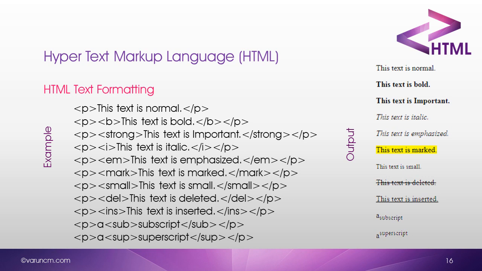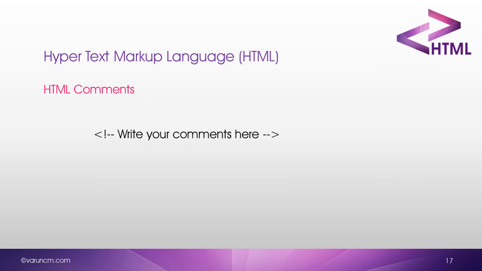And the small text will be visible in a small fashion, and deleted text will be cut, inserted text will be underlined, and the next is the subscript which comes down, and the superscript which goes up. So these are some of the text formattings available in HTML.